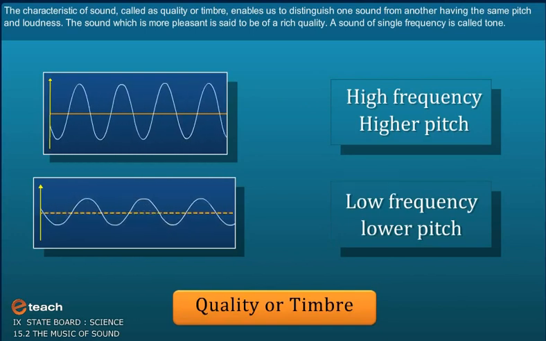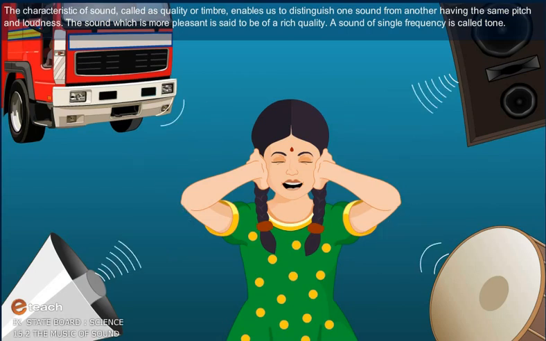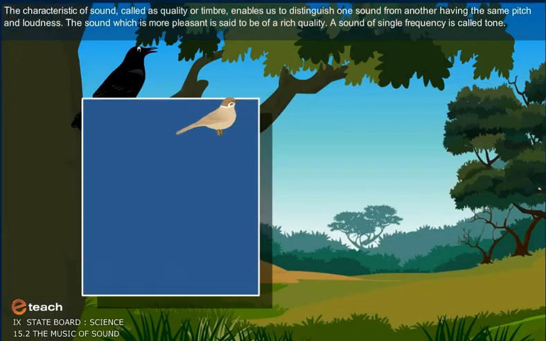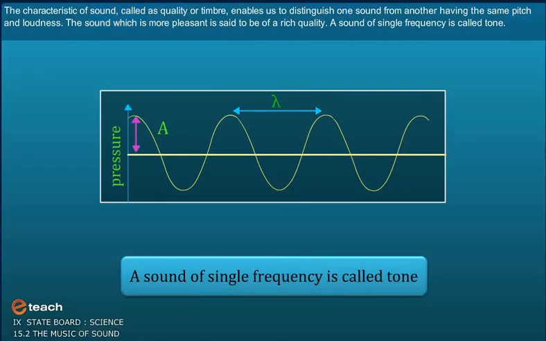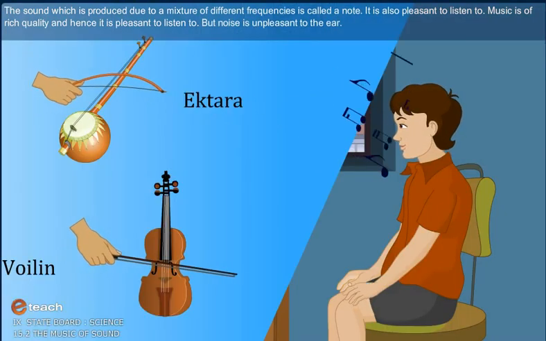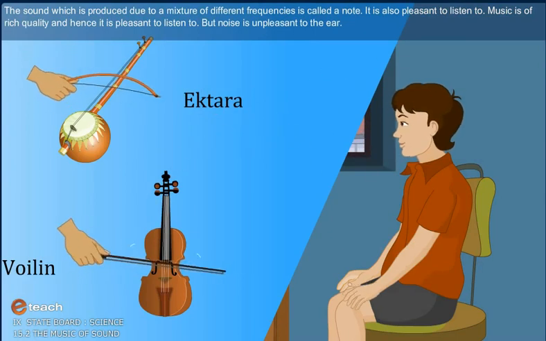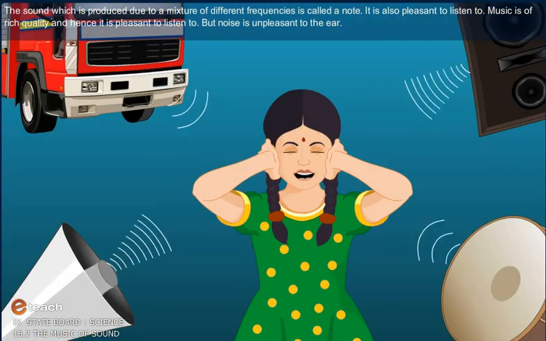The characteristic of sound called as quality or timbre enables us to distinguish one sound from another having the same pitch or loudness. The sound which is more pleasant is said to be of a rich quality. A sound of single frequency is called tone. The sound which is produced due to a mixture of different frequencies is called a note. It is also pleasant to listen to. Music is of rich quality and hence it is pleasant to listen to, but noise is unpleasant to the ear.